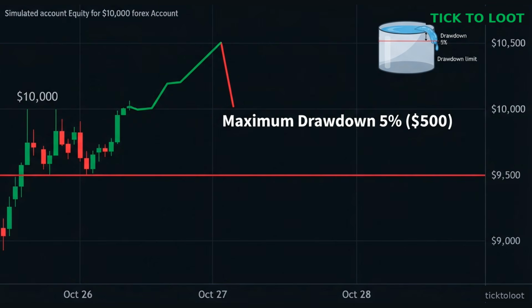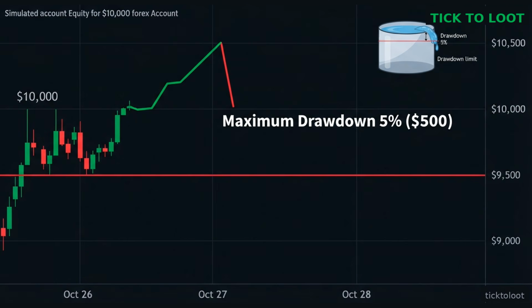Let's walk through a simple, real-world example of a drawdown control system, so you can see exactly how it works in practice. Imagine you have a brand new Forex account with $10,000. Think of it as a small savings jar you're using to learn trading. The first rule we set is a maximum drawdown of 5%. In plain English, that means we are willing to let the account lose at most 5% of its value before we stop trading or cut our positions. 5% of $10,000 equals $500, so our drawdown limit sits at $9,500.